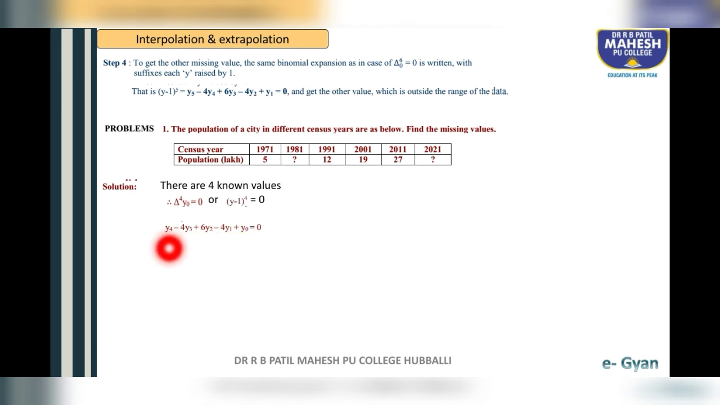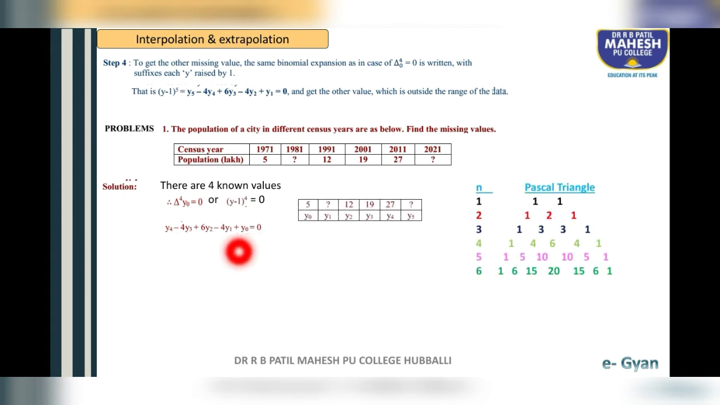The first sign is always positive: plus, minus, plus, minus, plus. For these numbers, you have to refer to the Pascal triangle. If n is 4, the 4 series is 1, 4, 6, 4, 1. So right here 1, 4, 6, 4, 1. Okay, this is the first equation.